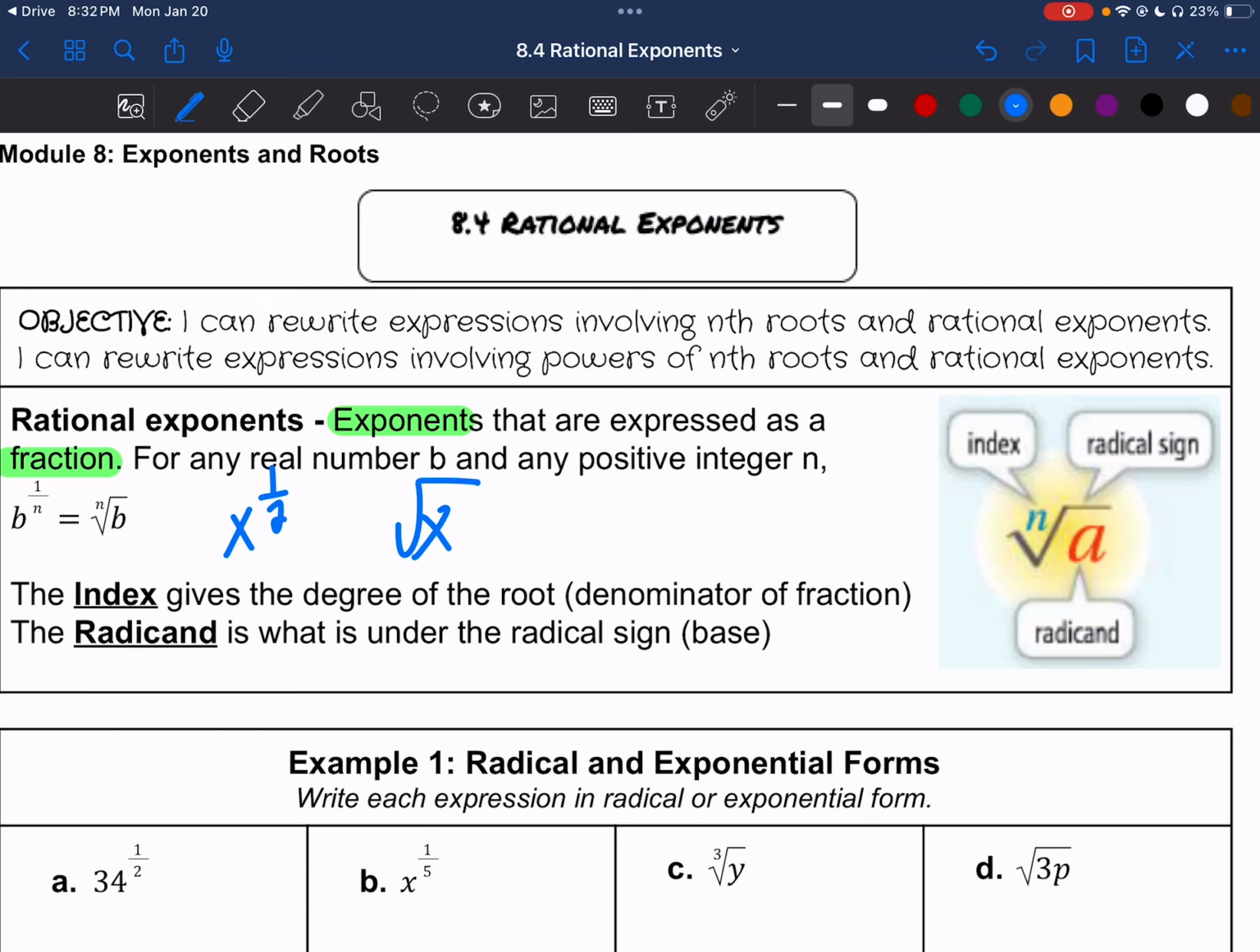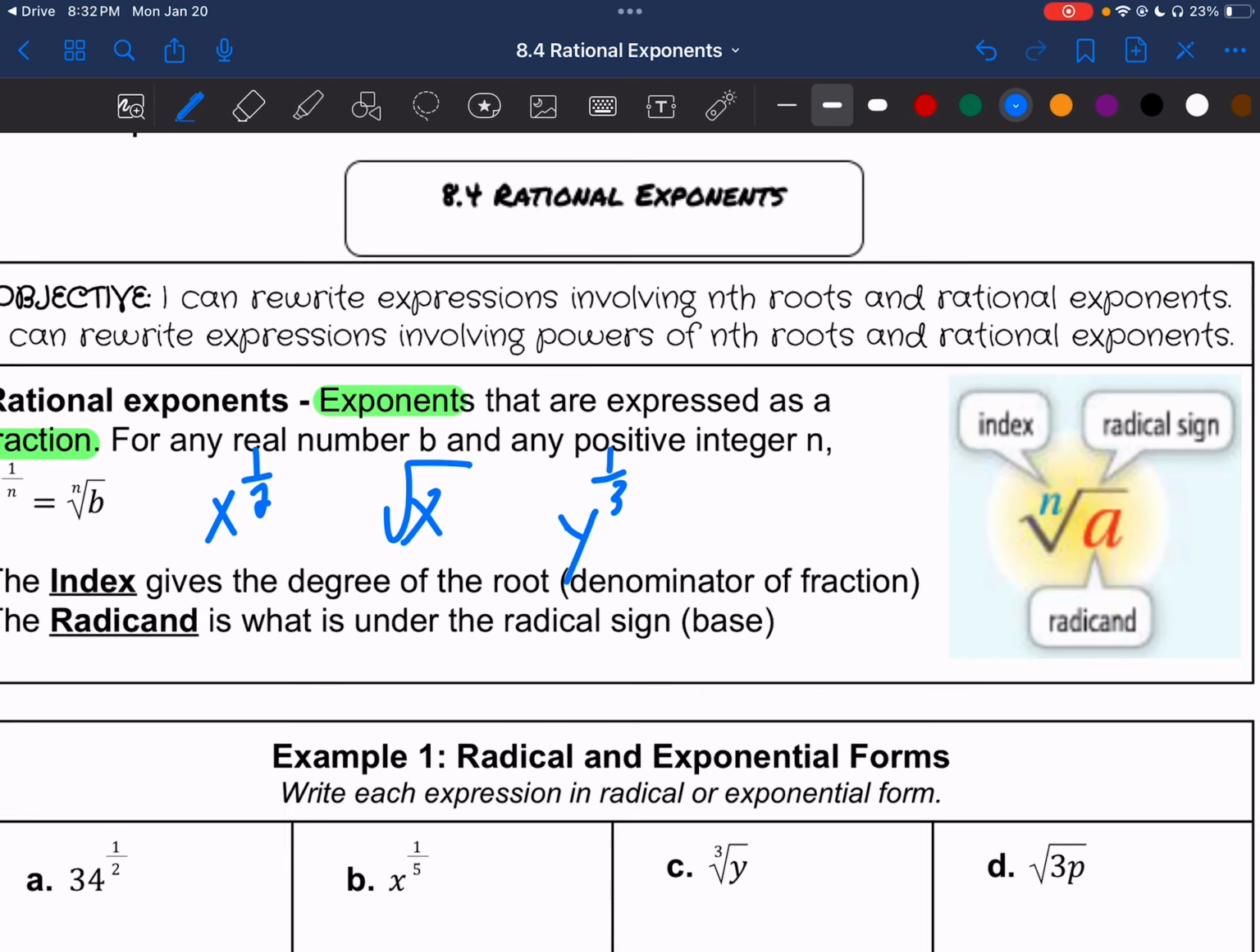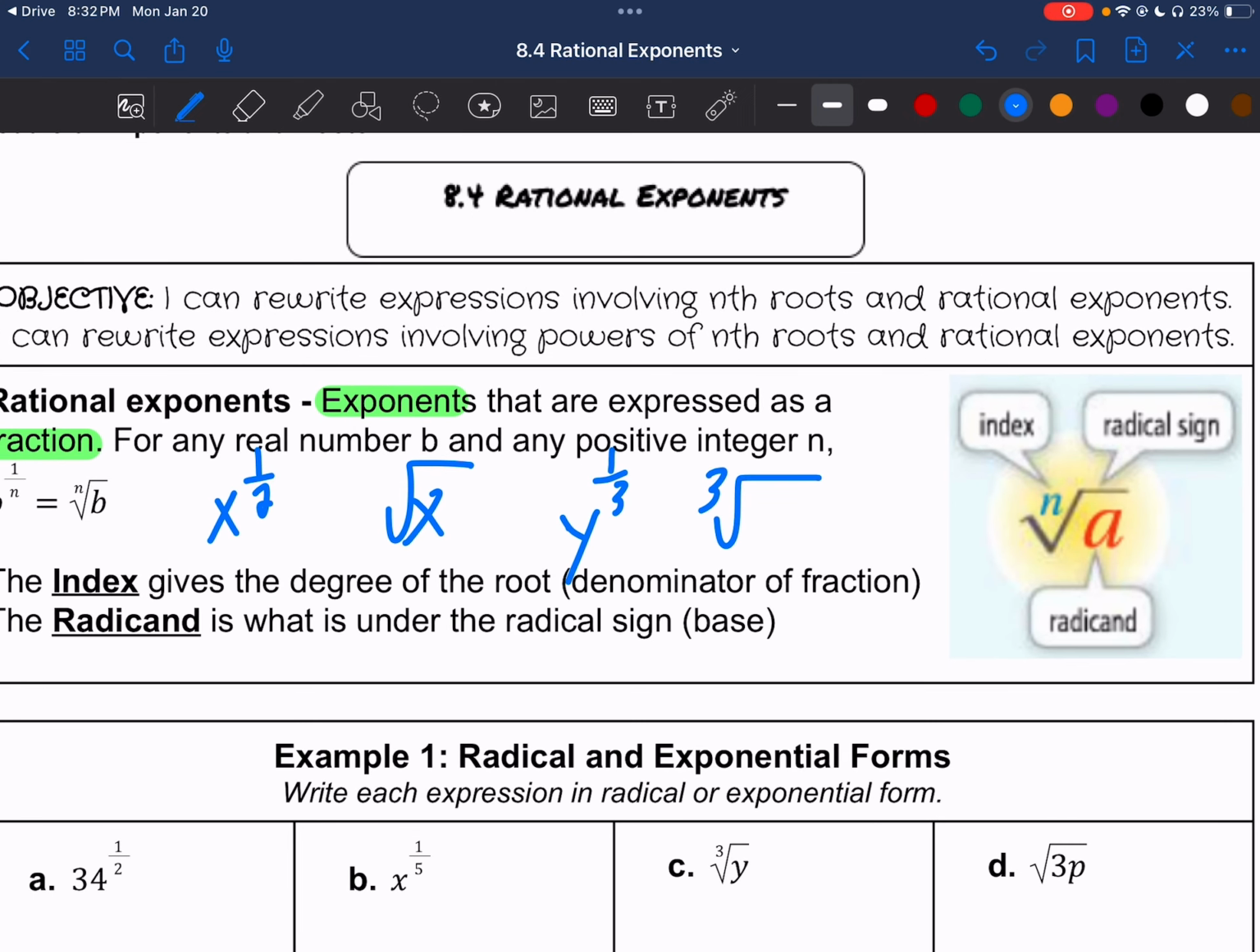Y to the 1/3 power is the third root of y. So these are just two examples here. Now let's talk about what these two parts are. First of all, we have the index. The index is the degree of the root, and it's the denominator of the fraction, right? And that's what we see right there. We put it in the little nook of the radical symbol, or radical sign.